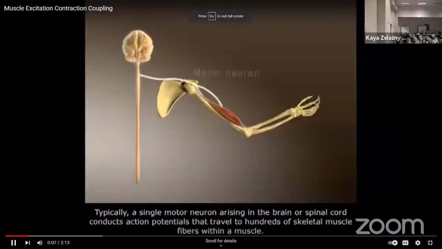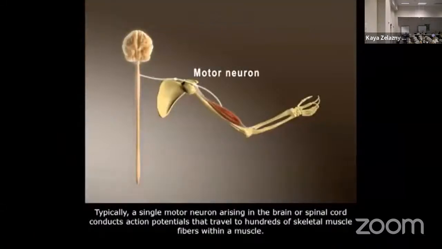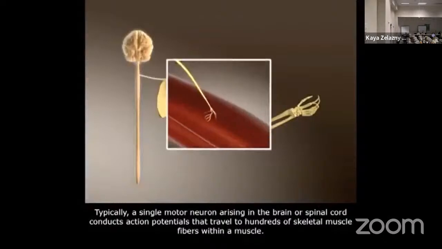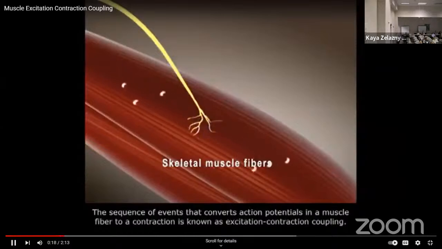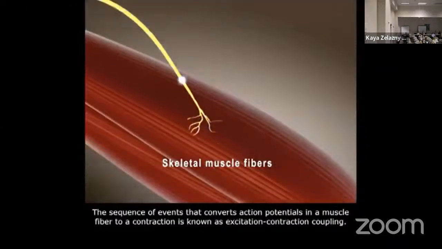Typically, a single motor neuron arising in the brain or spinal cord conducts action potentials that travel through hundreds of skeletal muscle fibers within a muscle. The sequence of events that converts action potentials in a muscle fiber to a contraction is known as excitation-contraction coupling.